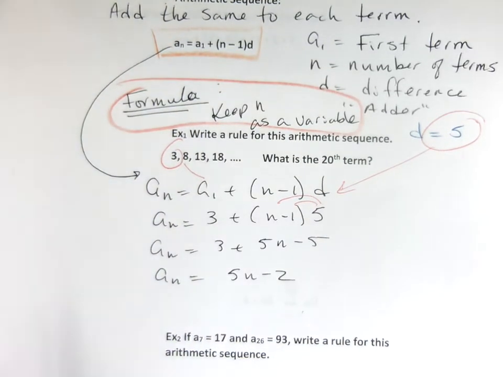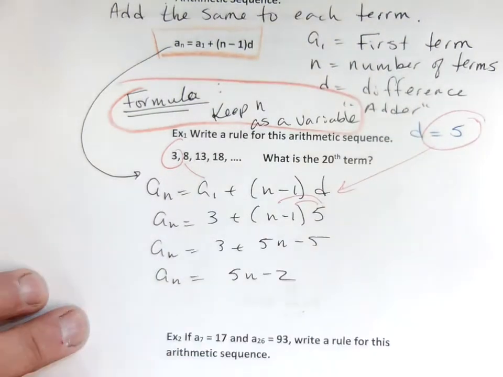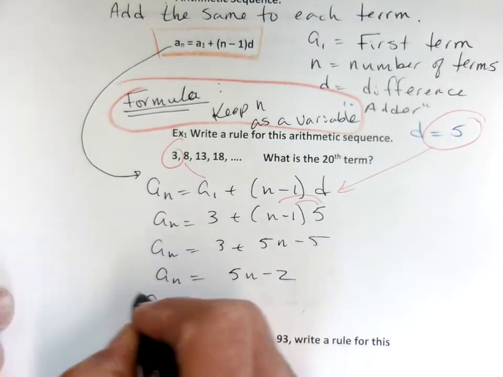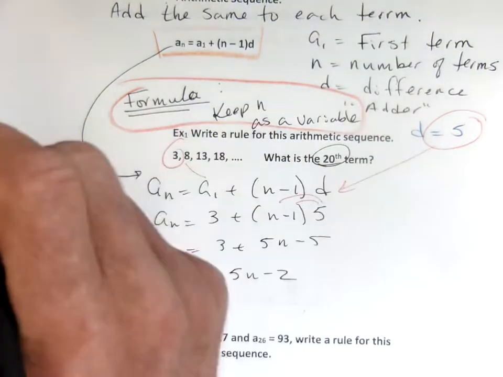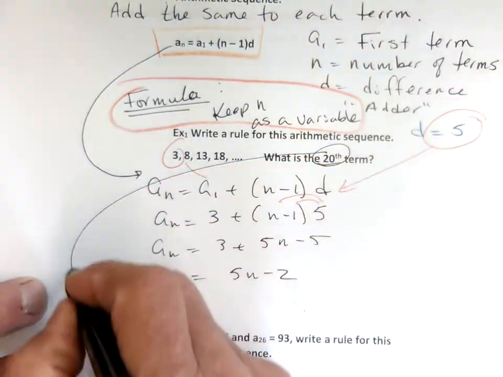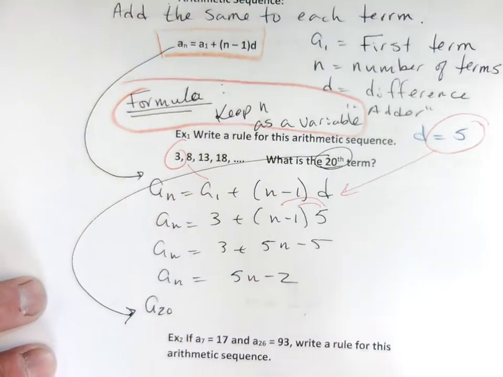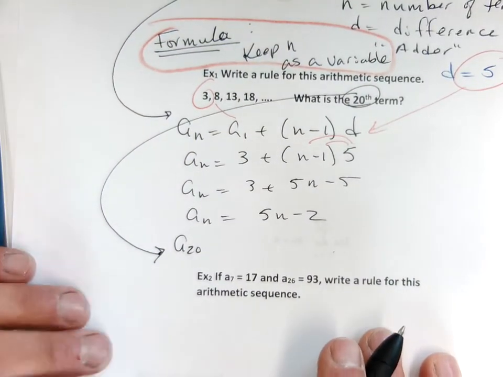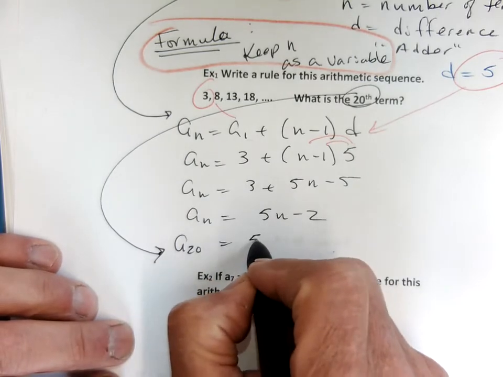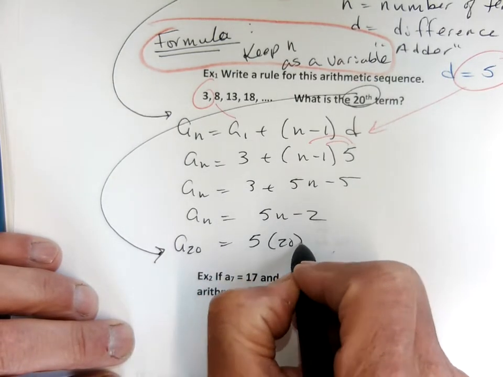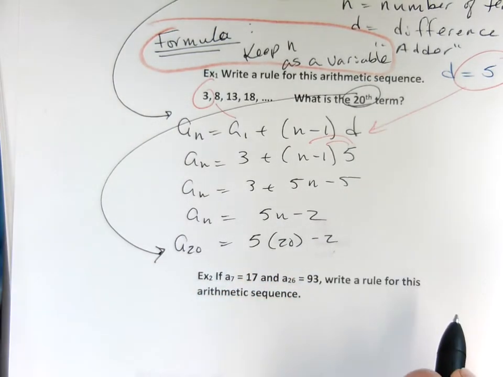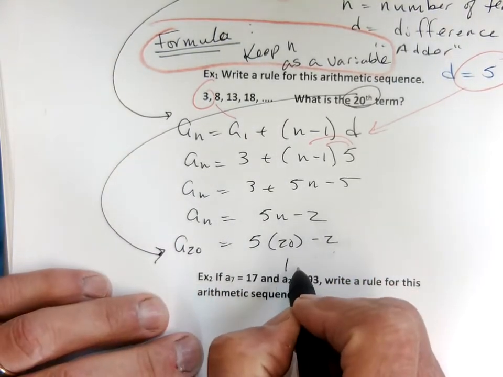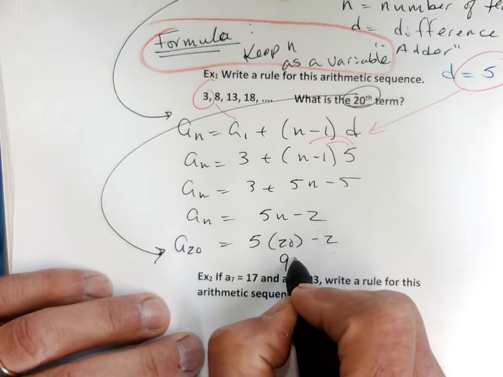Now the cool part is if we want the 20th term, so if I want A of 20 for my 20th term, I'm going to go A of 20, because that's my 20th term, is equal to 5 times 20 minus 2, which is 100 minus 2, which is 98. There we go.